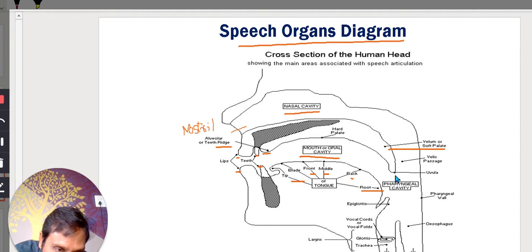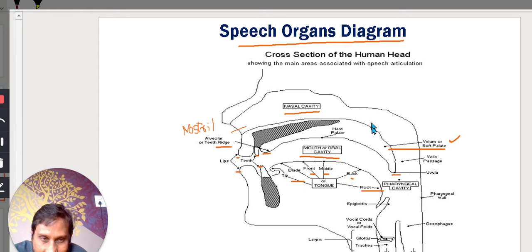If you go further back, this spot is there. The soft palate part is called the velum. Can you understand, this is the velum. And the end of the tip, that is the uvula. Something hangs at the back of the mouth. That is the uvula.